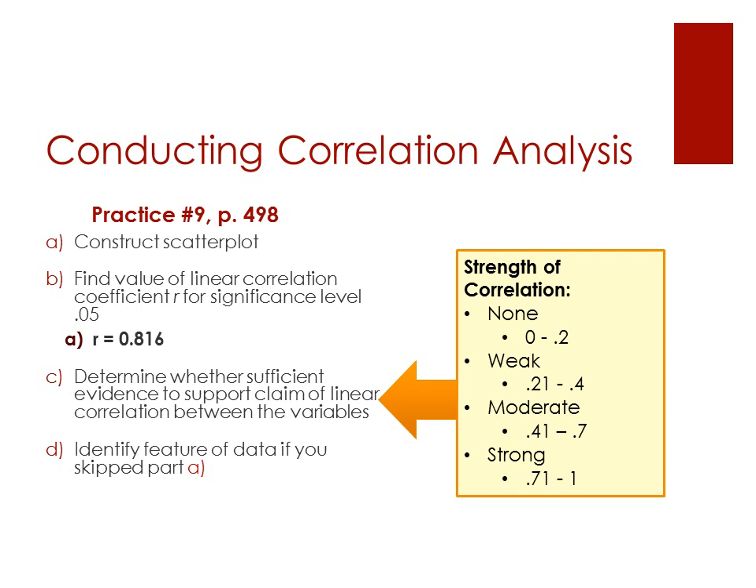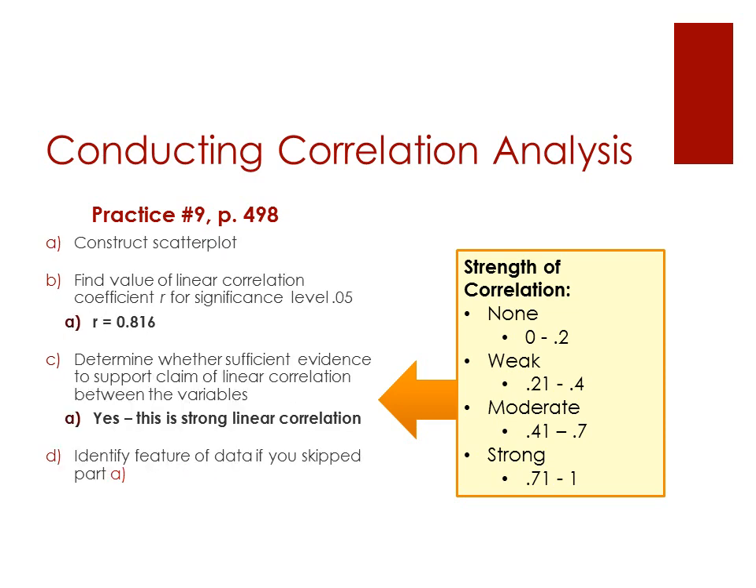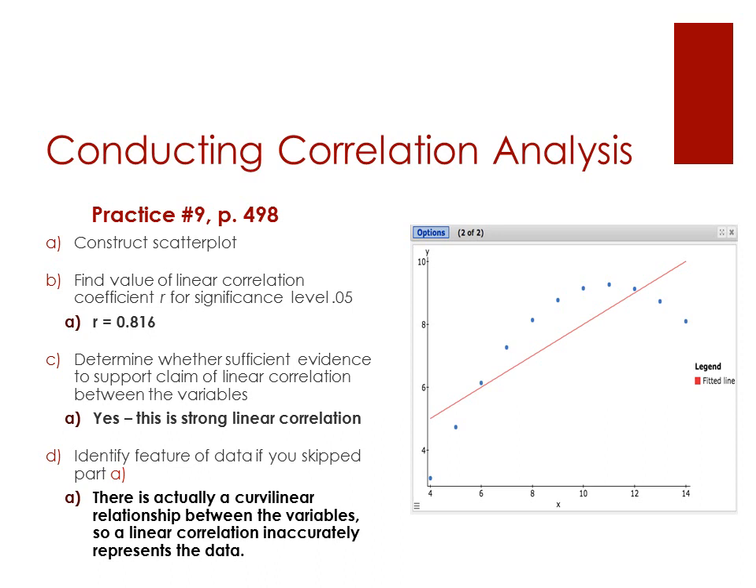So comparing this over to the R that we've got, we can see that our R value of 0.816 is actually a strong correlation. So we would be able to say, yes, we feel very confident this is a strong linear relationship. So we're almost through practice problem number 9. Our very last step here is identifying item D: identify what feature of the data you would have missed if you had skipped part A. And in fact, what you would have missed is that this is a curvilinear relationship.